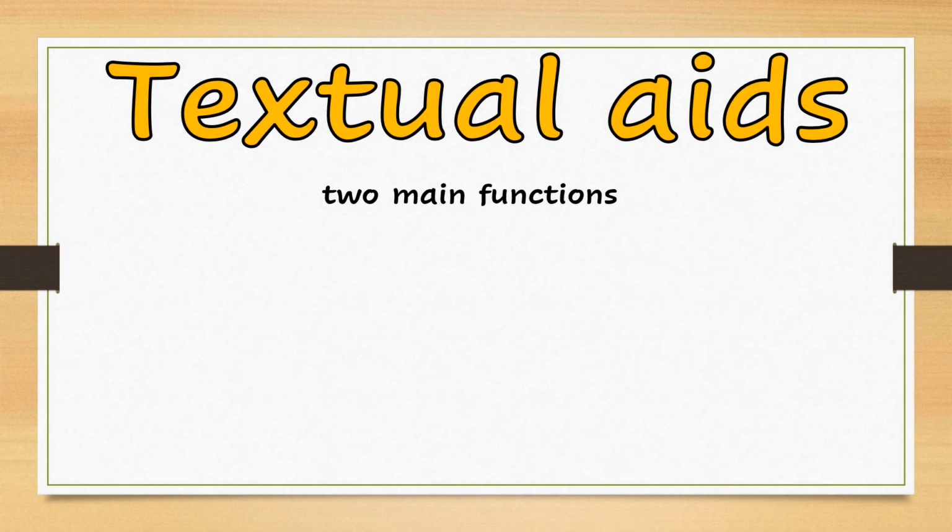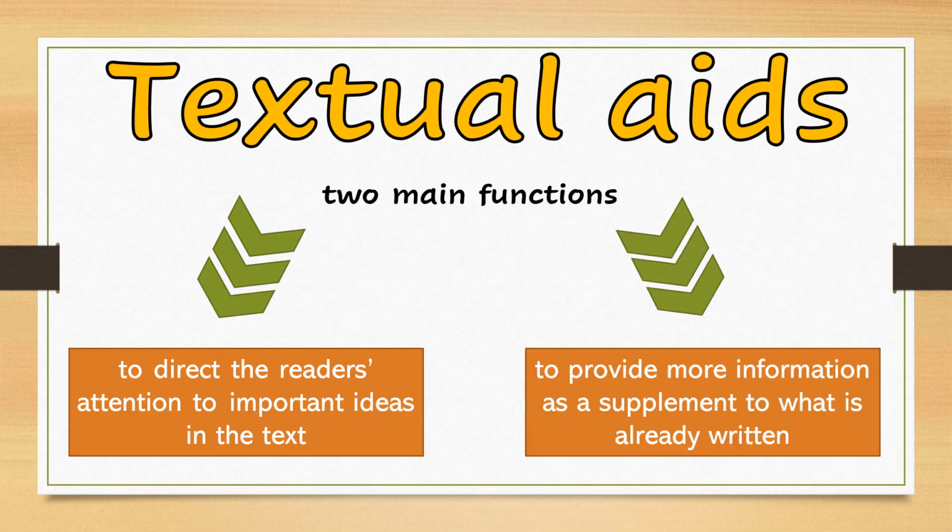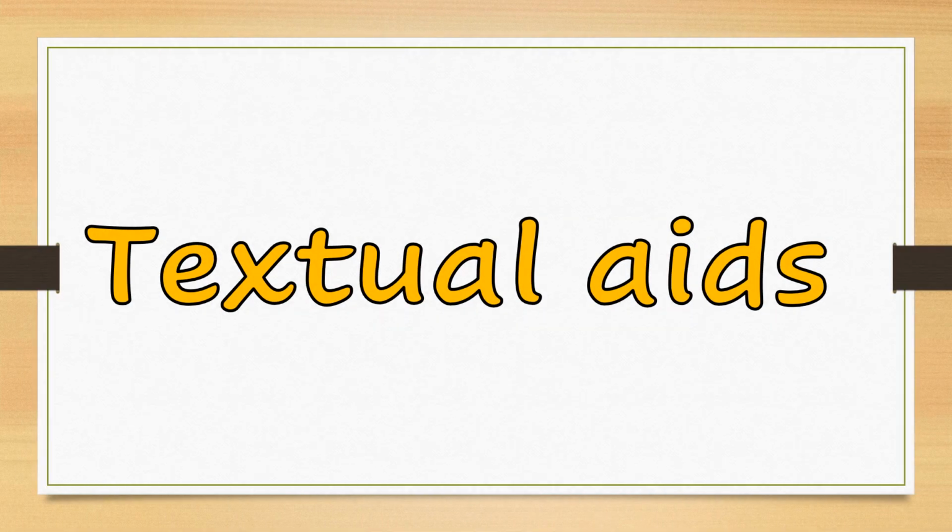These aids have 2 main functions. First, to direct the reader's attention to important ideas in the text, and second, to provide more information as a supplement to what is already written. What are the examples of textual aids?